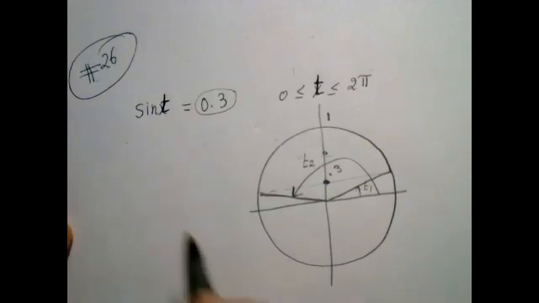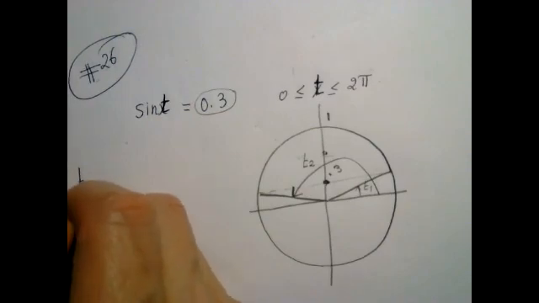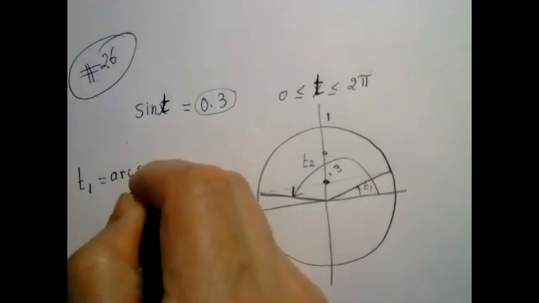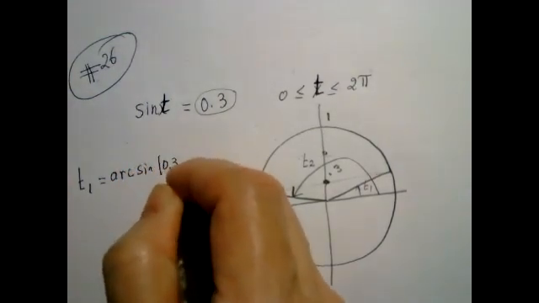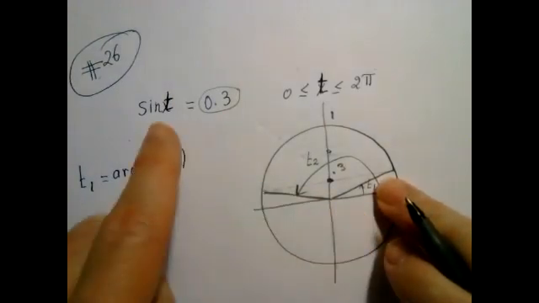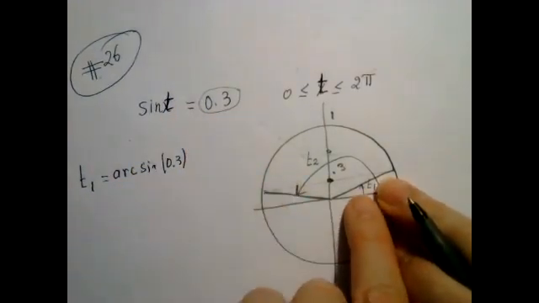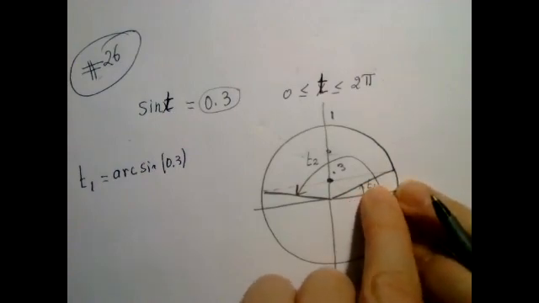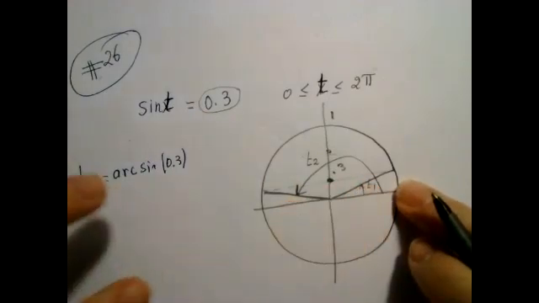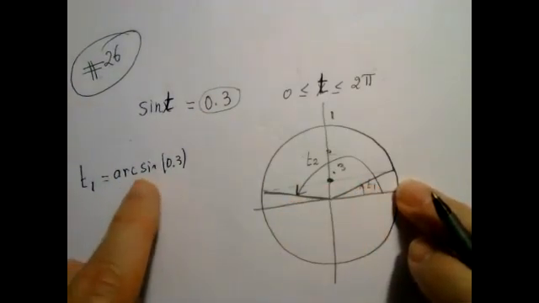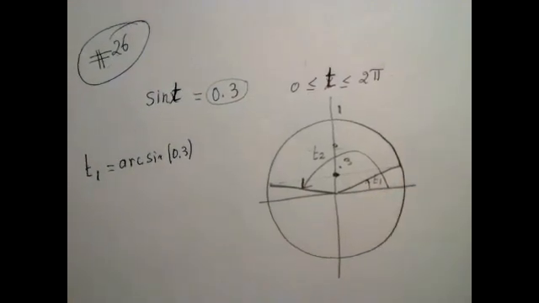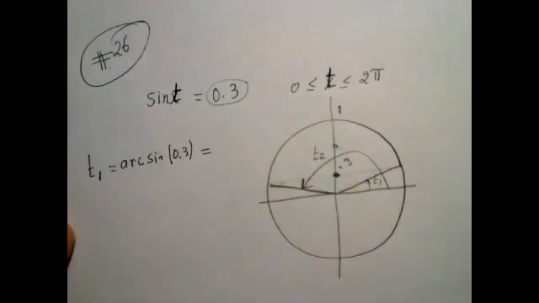Okay, so when I get T, the first value of T is the arc sine of 0.3. And this would give me the angle in the first quadrant. So if sine T equals 0.3, the angle could be in quadrant 1 or in quadrant 2. The sign is positive, so either here or here. And we need to find both of them. The arc sine will give me one. The symmetry of the unit circle will give me the second one. So this is going to be equal to.